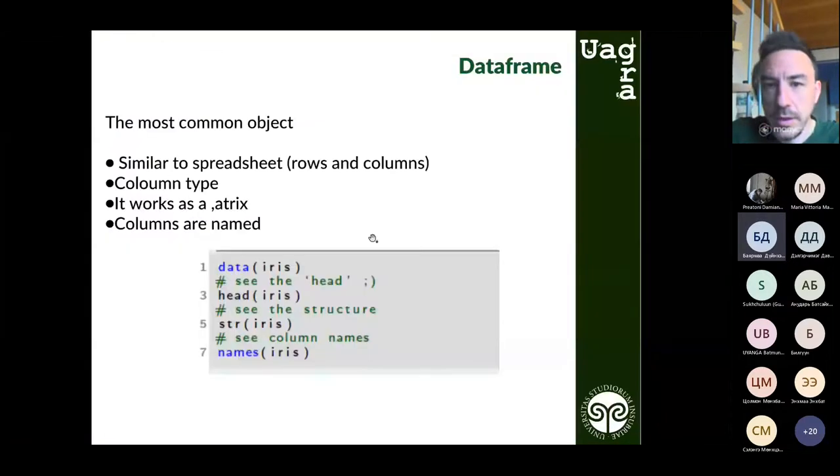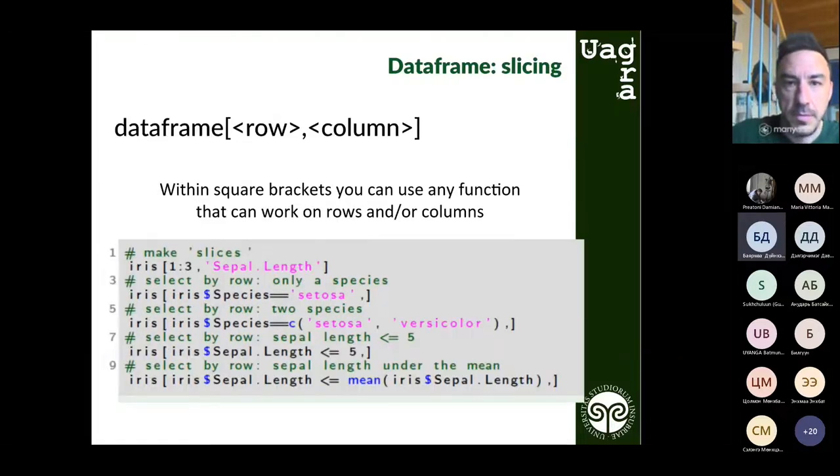So I go back to the slides, okay? Remember that within square brackets, you can move inside your data frame. It means that you can select and filter, as you do in a spreadsheet, rows and columns, but it also means that you can apply a function to your row or to your column.